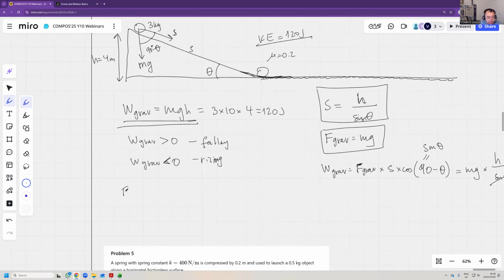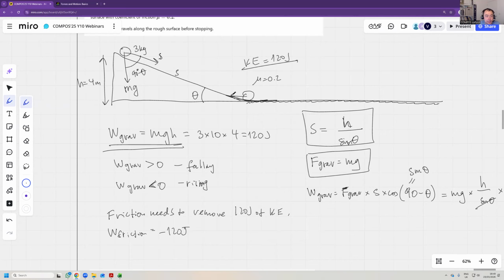Friction needs to remove 120 joules of kinetic energy. And that means that the work done by friction is negative 120 joules. And what is friction? Well, we know that friction is mu n when it's sliding, which is equal to mu mg.